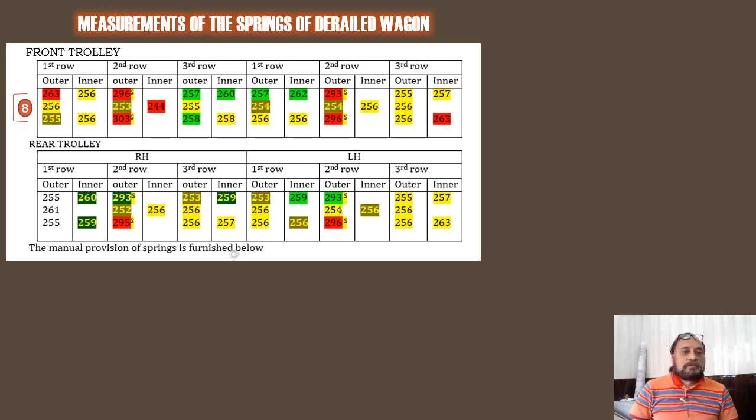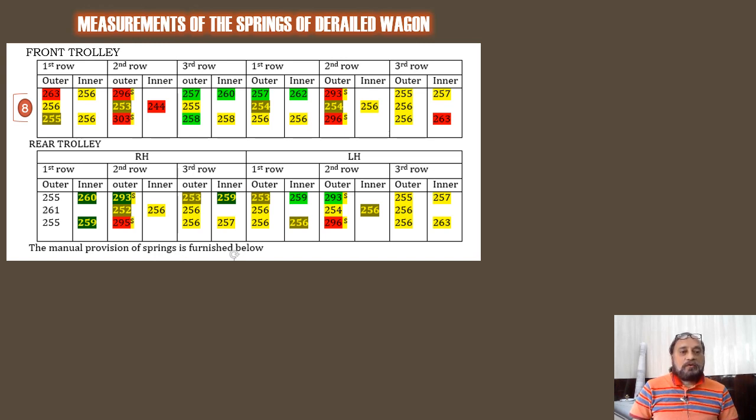But according to the free height, I have also put the band mark according to the previous sheet as stipulated in the manual. So we find that all the 3 colors are different because the springs do not fall in the same range. Inner springs, yes, they have the same color.